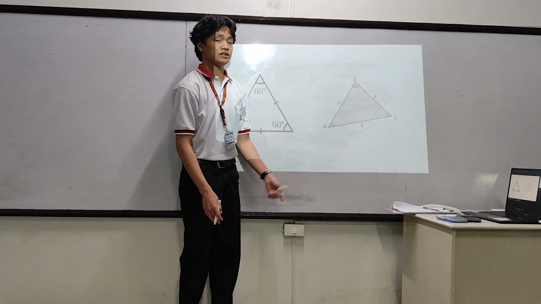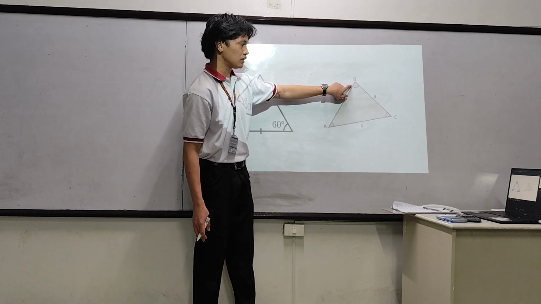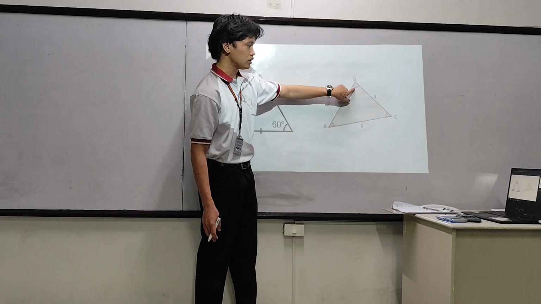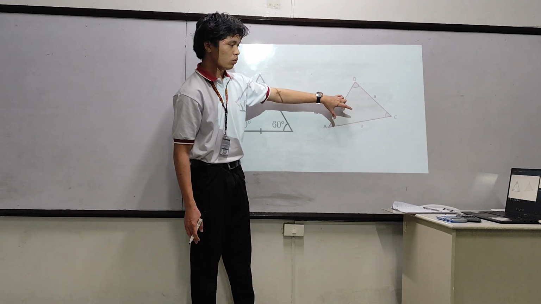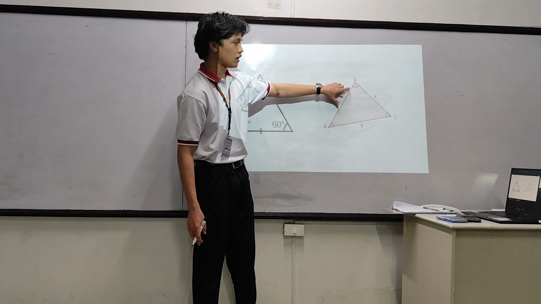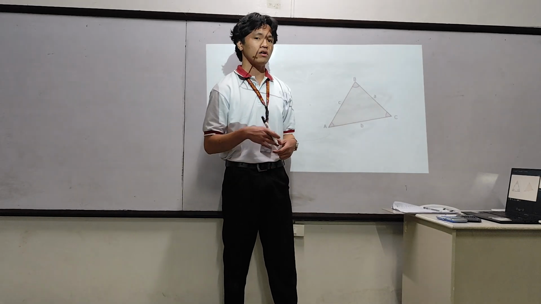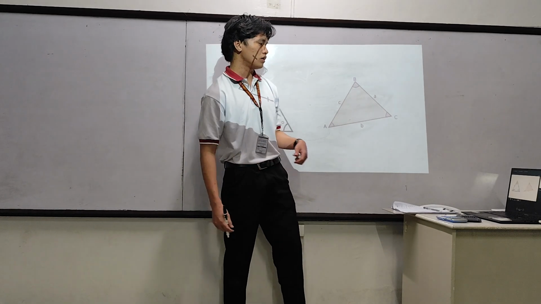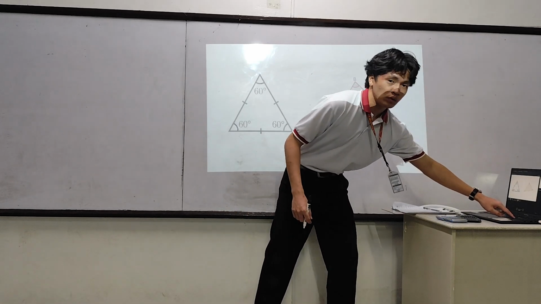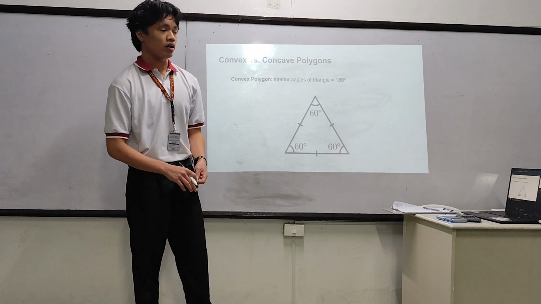My example for this is the oblique triangle, where the interior angles are not equal and the sides are also not equal. So that is one of the primary examples of regular and irregular polygons. And we also have convex and concave polygons.